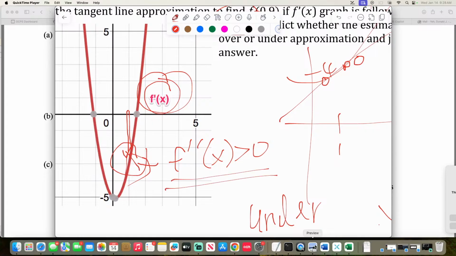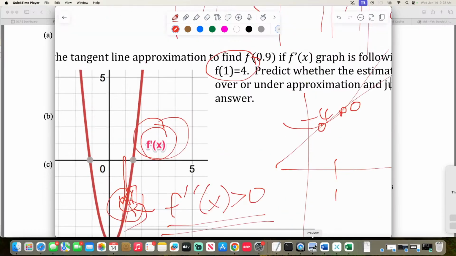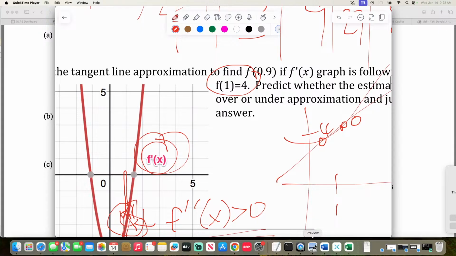f double prime of x is greater than 0. Why is it greater than 0? Because the slope of f prime is positive. Again, the slope of f prime is positive, because see, this slope is going up. If it's going up, it's positive. So that means f double prime of x is also positive. If f double prime is positive, then the function is concave up.